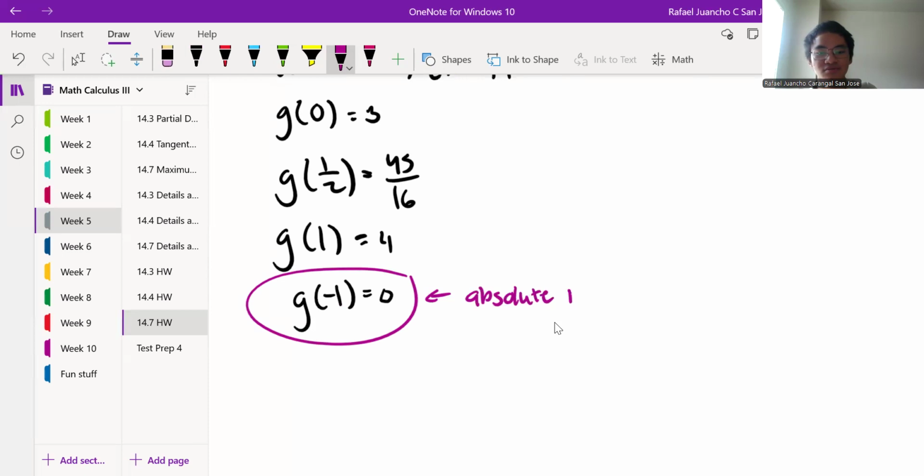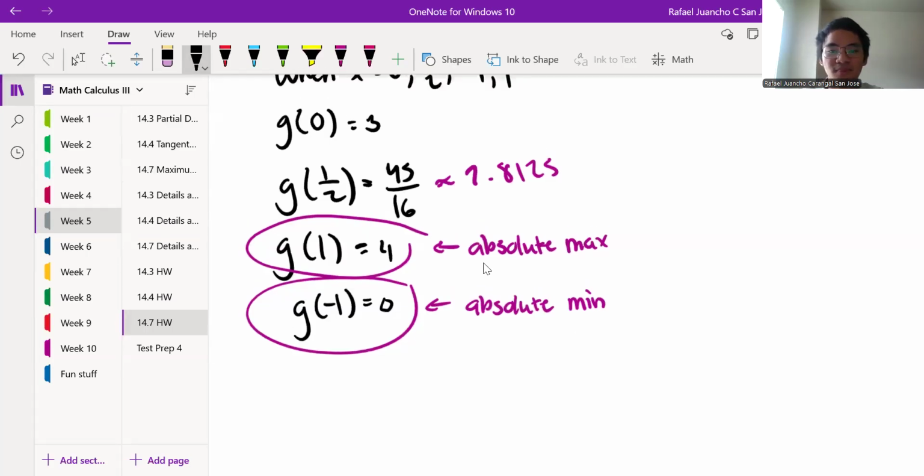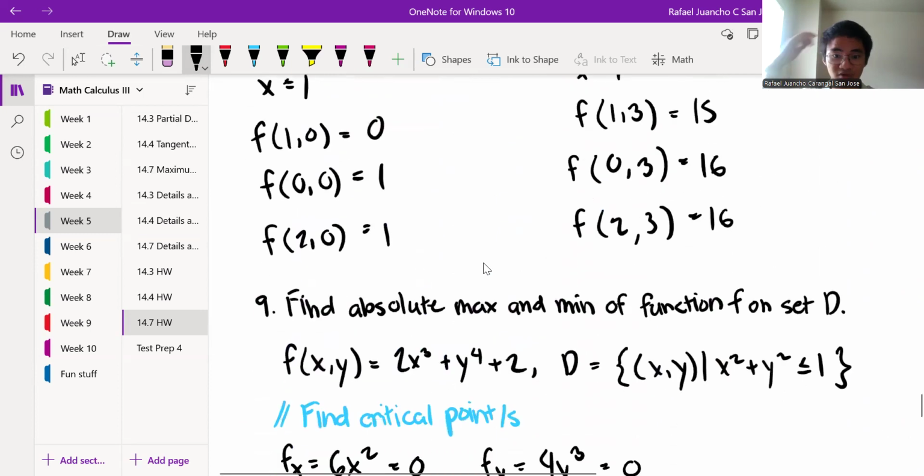Absolute min. My biggest value, however, is 4. What is this actually? 45 over 16. Is that greater? Oh, it's like 2 point. Oh, no, it's an exact value, 2.8125. So the 4 is the bigger value. This is the absolute max. Right? And then from there, I'm good to go. That's it. That's all the problem's asking.